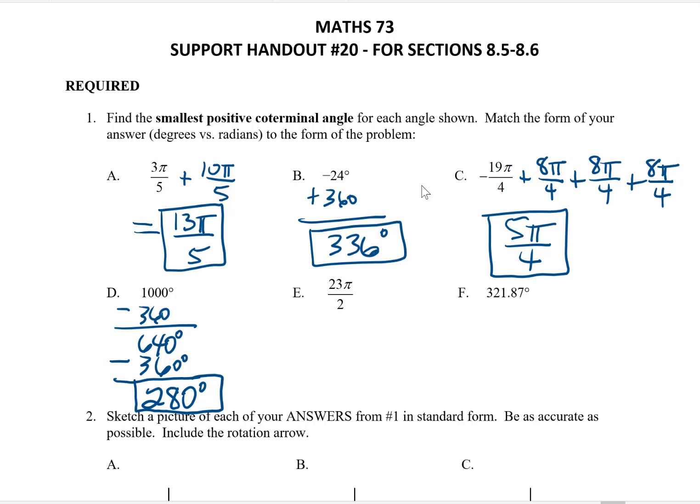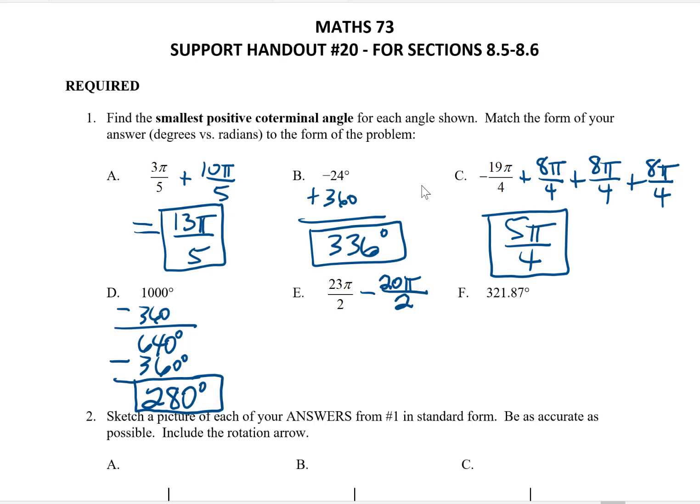Part E, 23 pi over 2, I think I'm in the same situation. This is a very large angle. I'm going to be able to subtract some 2 pi's until I get down to what I want. Now, if I just subtracted 2 pi once, I would write that 4 pi over 2. I can see that's only going to take me down to 19 pi over 2. That's still very large. I need to subtract some larger multiple of 2 pi. How about 20 pi over 2? 20 pi over 2 would be 10 pi. 10 pi is a multiple of 2 pi.